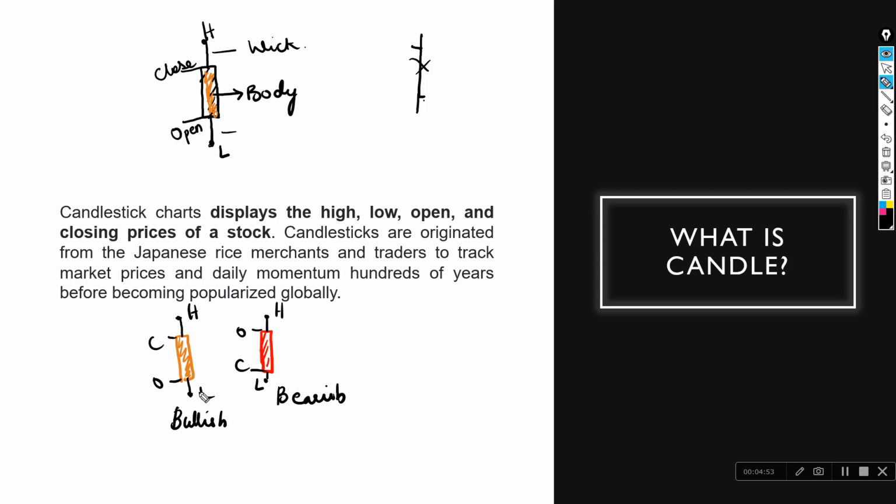Very simple reason. As I said, bullish is nothing but a positive side, the positive market where the stock goes up or the price goes up. So it opens at a lower price, and when it closes it will be at a higher price, which means there is a positive side. So it is a green candle.